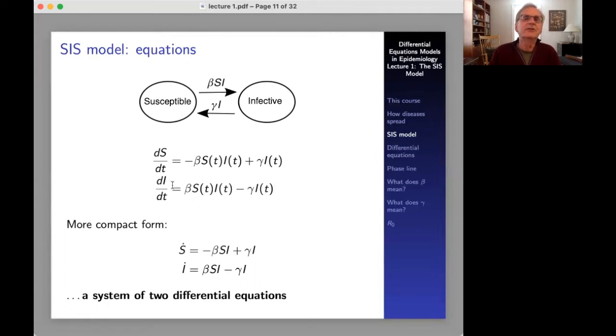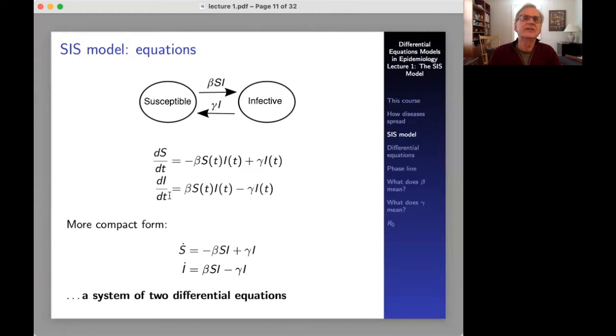The rate of change for the infectives at time t is similar, but the reverse. They increase at the rate beta SI and decrease at the rate gamma I. When the infectives become well, the infective population decreases at this rate. So this is very good, but we're going to use a more compact form.